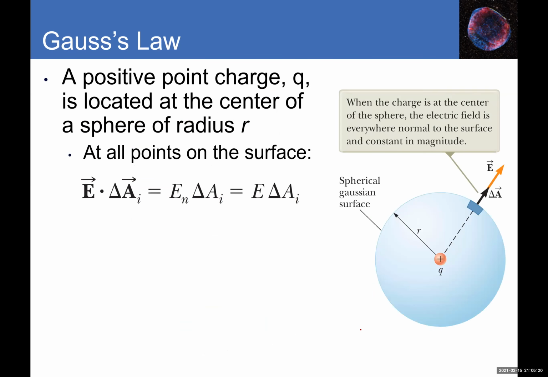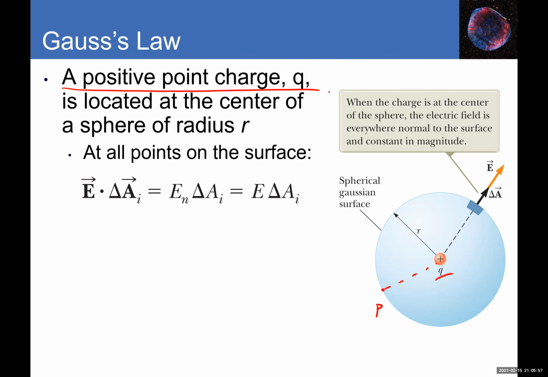Let's look at an example here. Let's say there's a point charge Q, and I want to find the electric field at some point P right here. We learned that there's an equation for the electric field of a point charge. But I want to see how the flux is related to the charges inside.